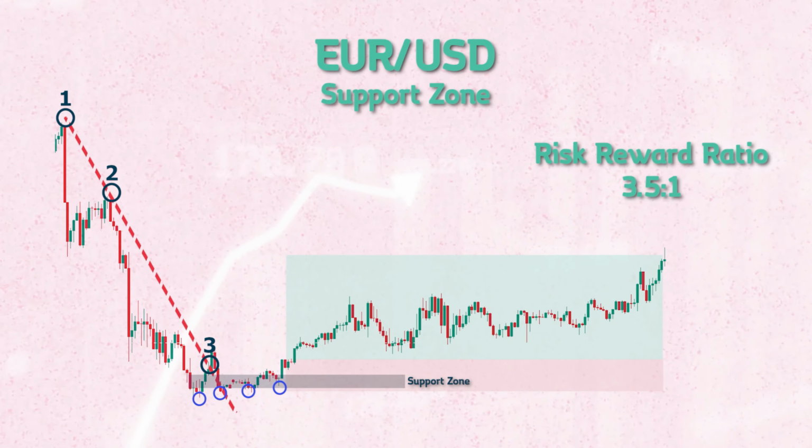of 3.5 to 1. Rejections are signs to enter a trade, setting our stop loss either below the trend line or below the support zone. Confirmations can be entry signals too.